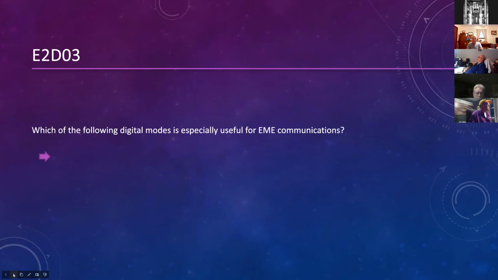Which of the following digital modes is especially useful for Earth-Moon-Earth communications? JT65. And I don't have anything really memory on there except JT65 is good for really low signal to noise ratio signals, which you're going to get in EME.